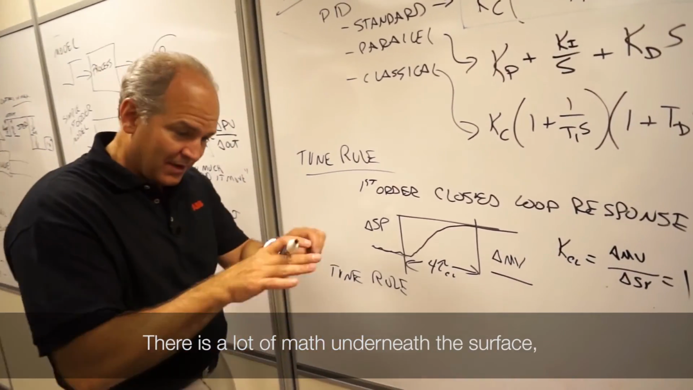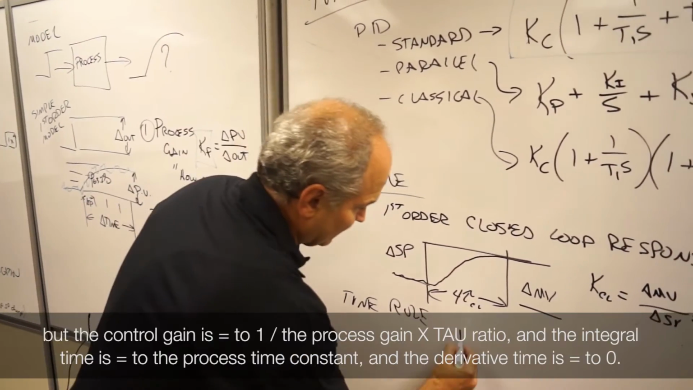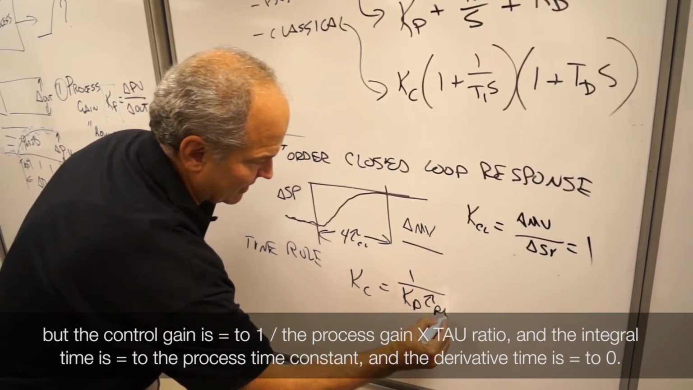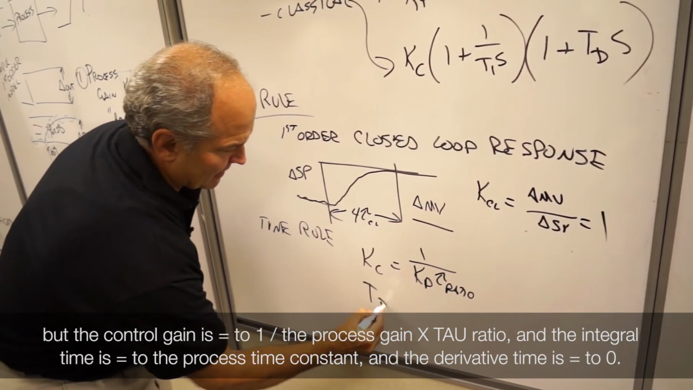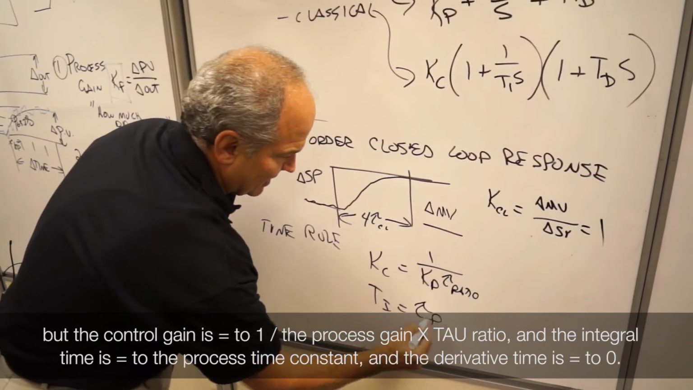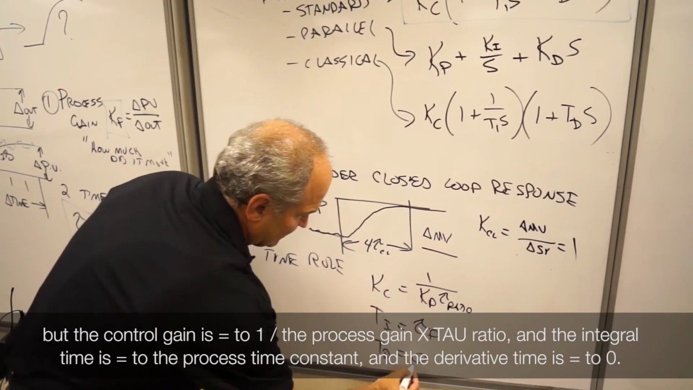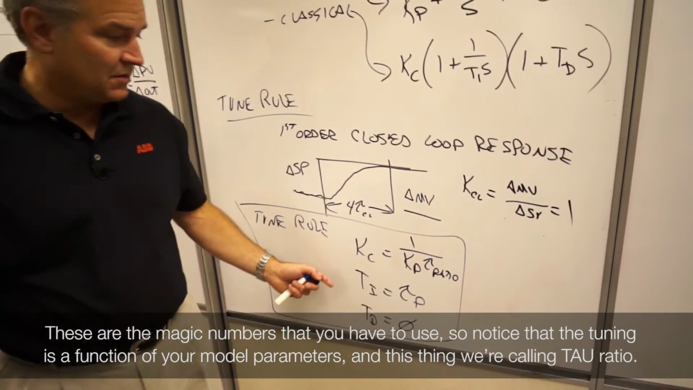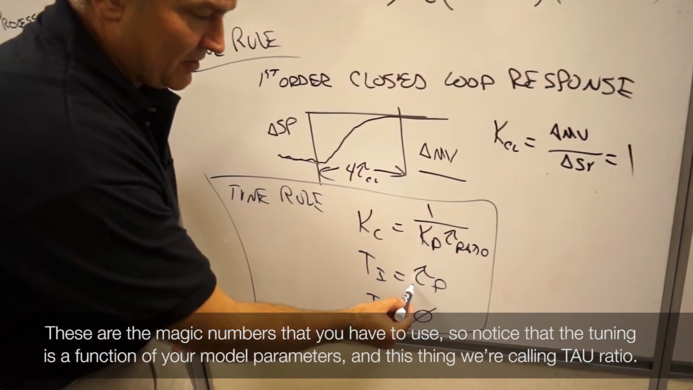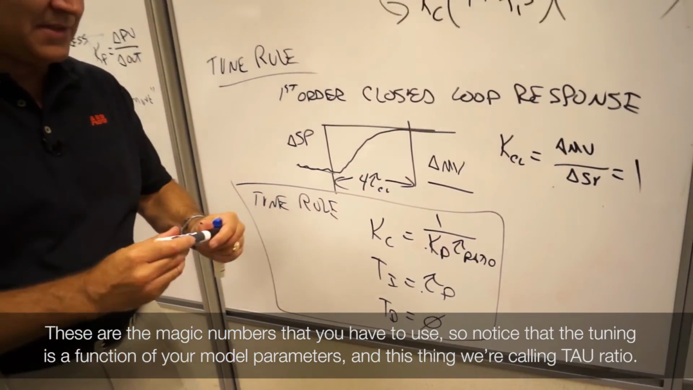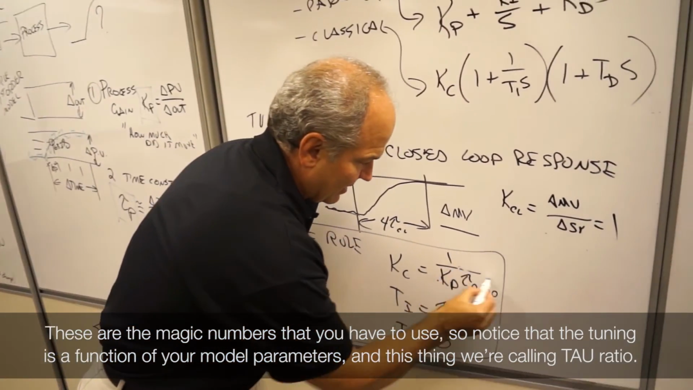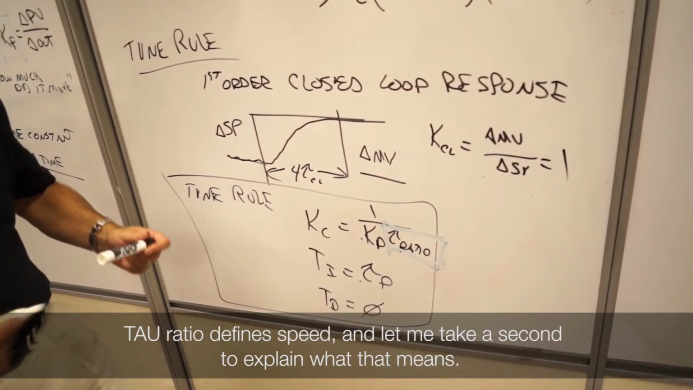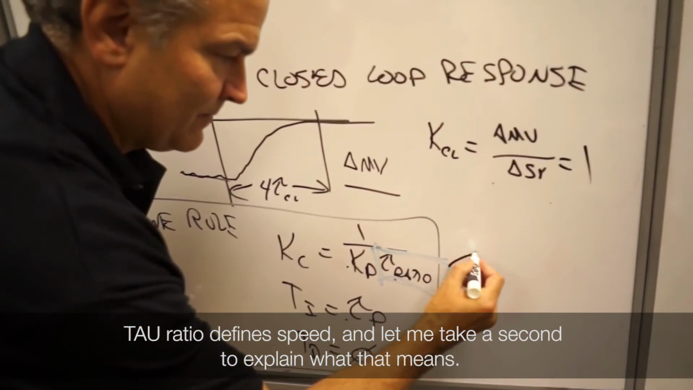There's a lot of math, remember, underneath the surface, but the control gain is equal to 1 over the process gain times this thing called tau ratio. And the integral time is equal to the process time constant, and the derivative time is equal to 0. These are the magic numbers that you have to use. So notice that the tuning is a function of your model parameters, and this thing we're calling tau is called tau ratio. Tau ratio defines speed.